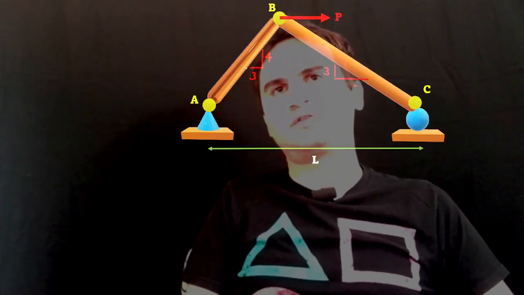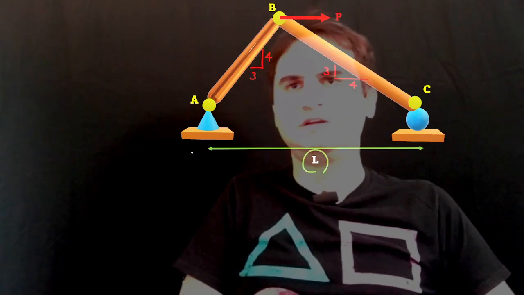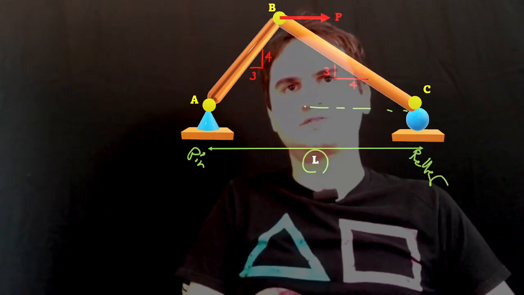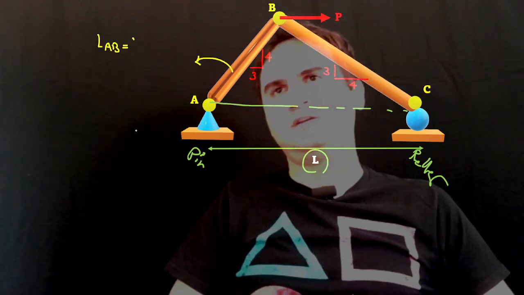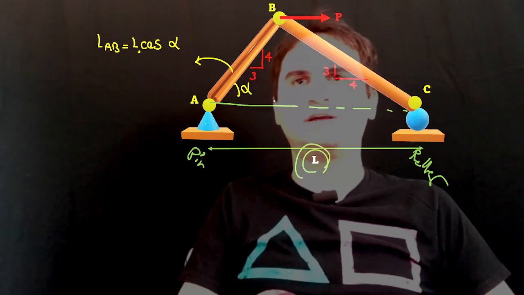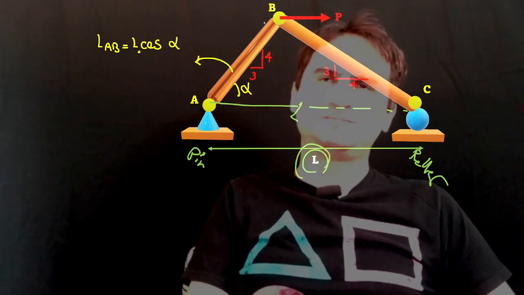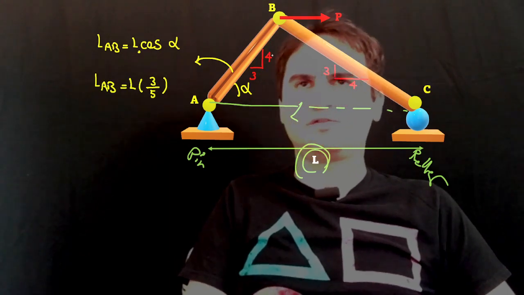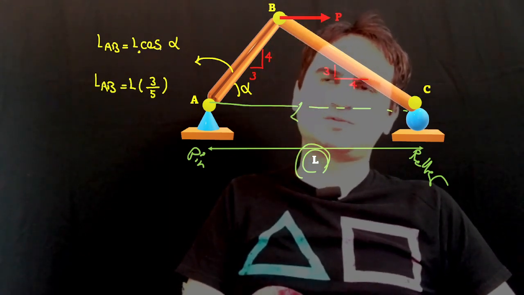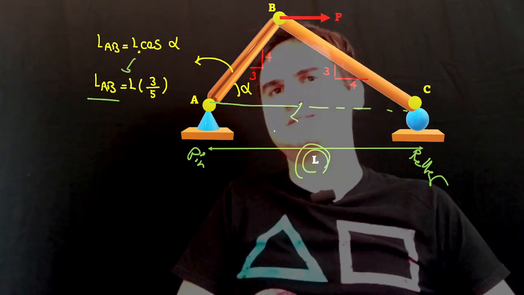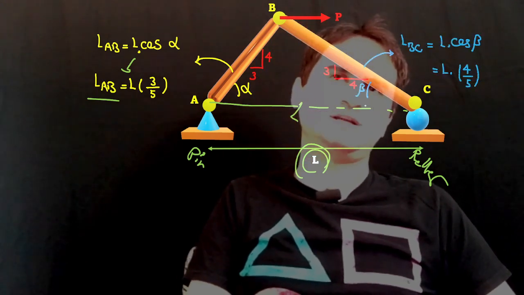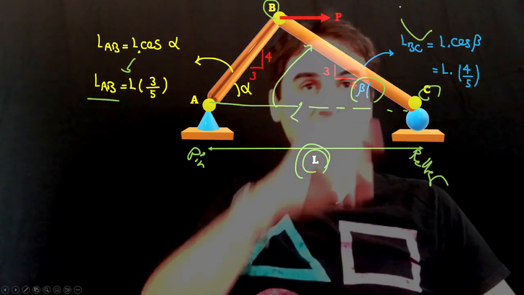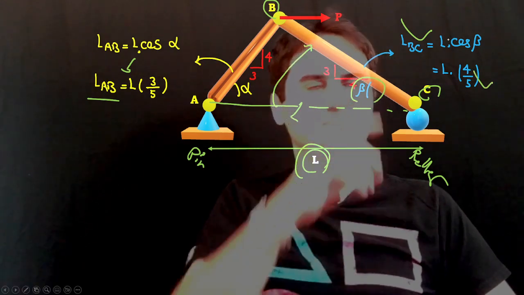So the rise over run of each member is given, and the distance between A and the roller is also provided as L. Just create a line. We can project the length L onto member AB, and that's L times cosine of alpha, and rise over run is 3 over 4. That cosine of alpha leads to the length of AB, total length times 3 over 5. The same for the other part, member BC this time: the length of BC is L cosine of beta, and that's L times 4 over 5.